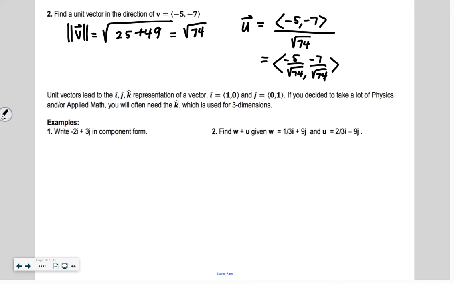Easy? So now what if I wanted to take that vector and make it a length of 2? I'd multiply that unit vector by 2. Does that make sense? So you can make vectors as big as you want by going down to the unit vector and then scaling in whatever direction you need.